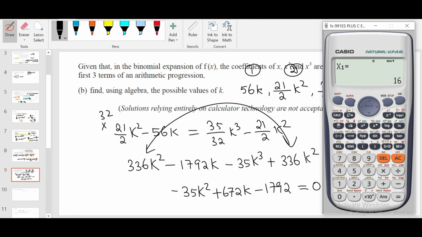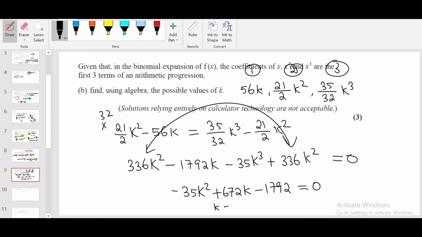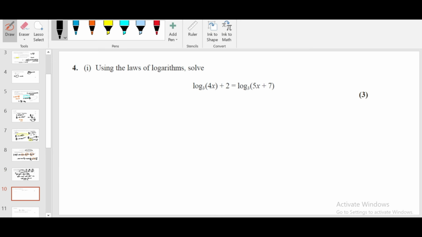I got 16 and 16 over 5. So k is equal to 16 over 5. That's why they say find the possible values of k. So there are two values for k. K is 16 and k is 16 over 5. That's all. Question number 4 now, solving logarithmic equation.